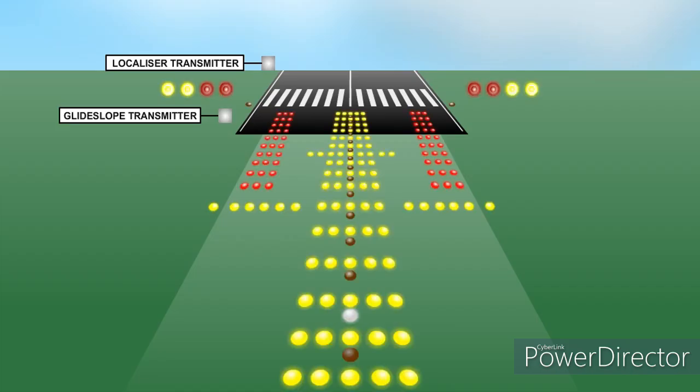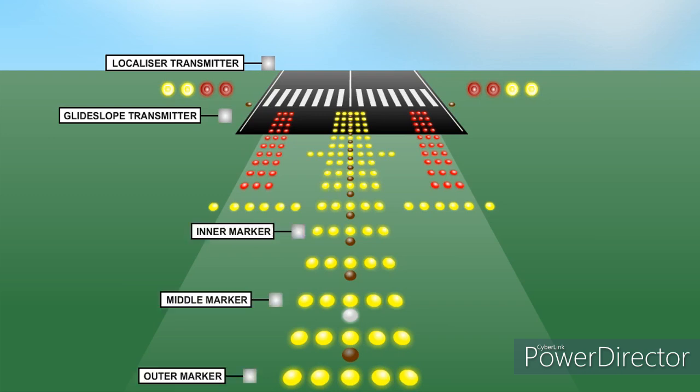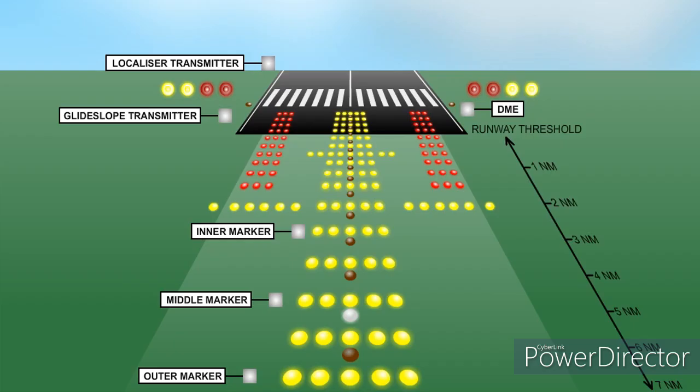There will also be an appropriate minimum standard of approach lighting, and there may also be marker beacons, providing distance from touchdown indications. As well as marker beacons, there may be distance measuring equipment, or DME range indication, associated with the ILS, to provide distance from the touchdown point.